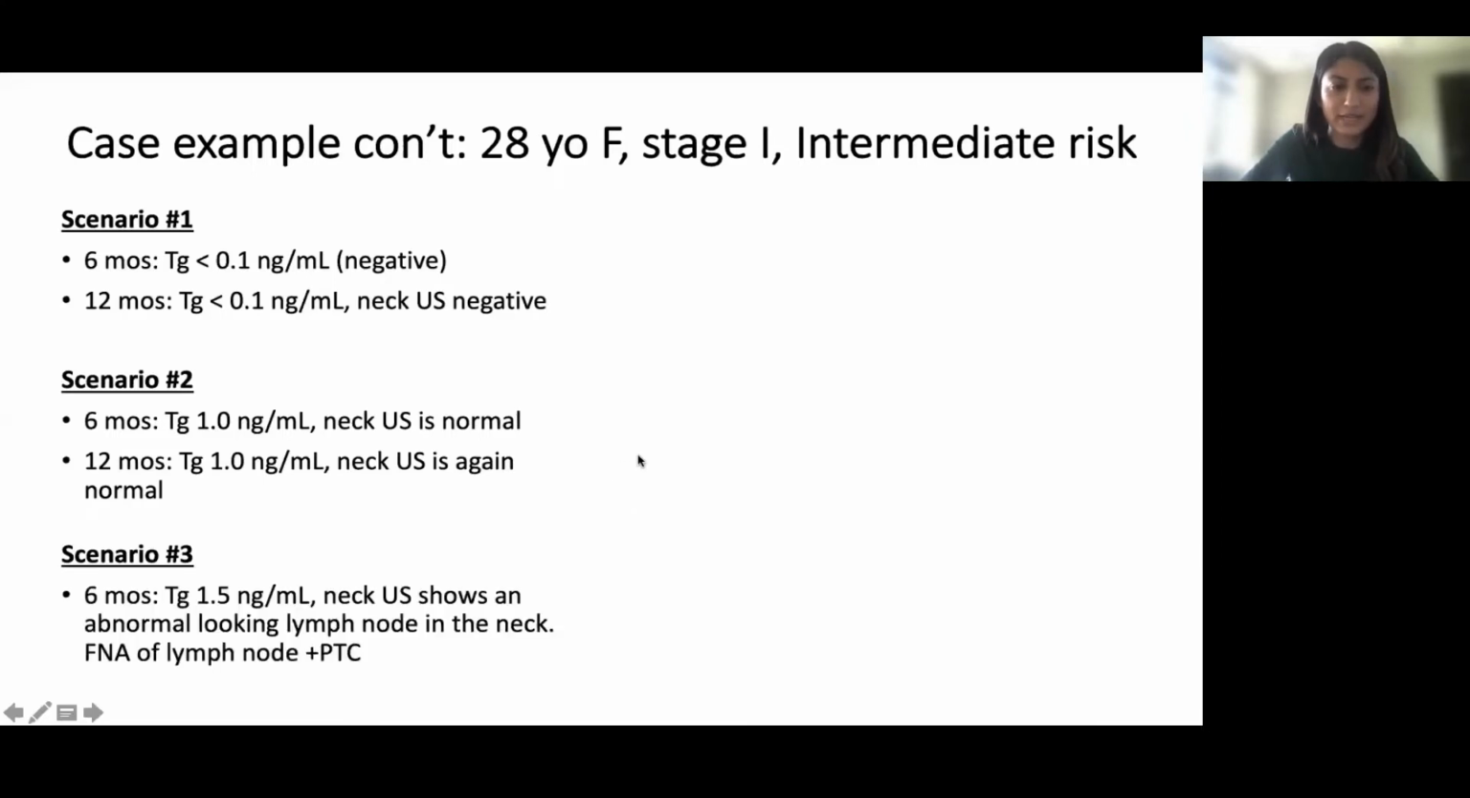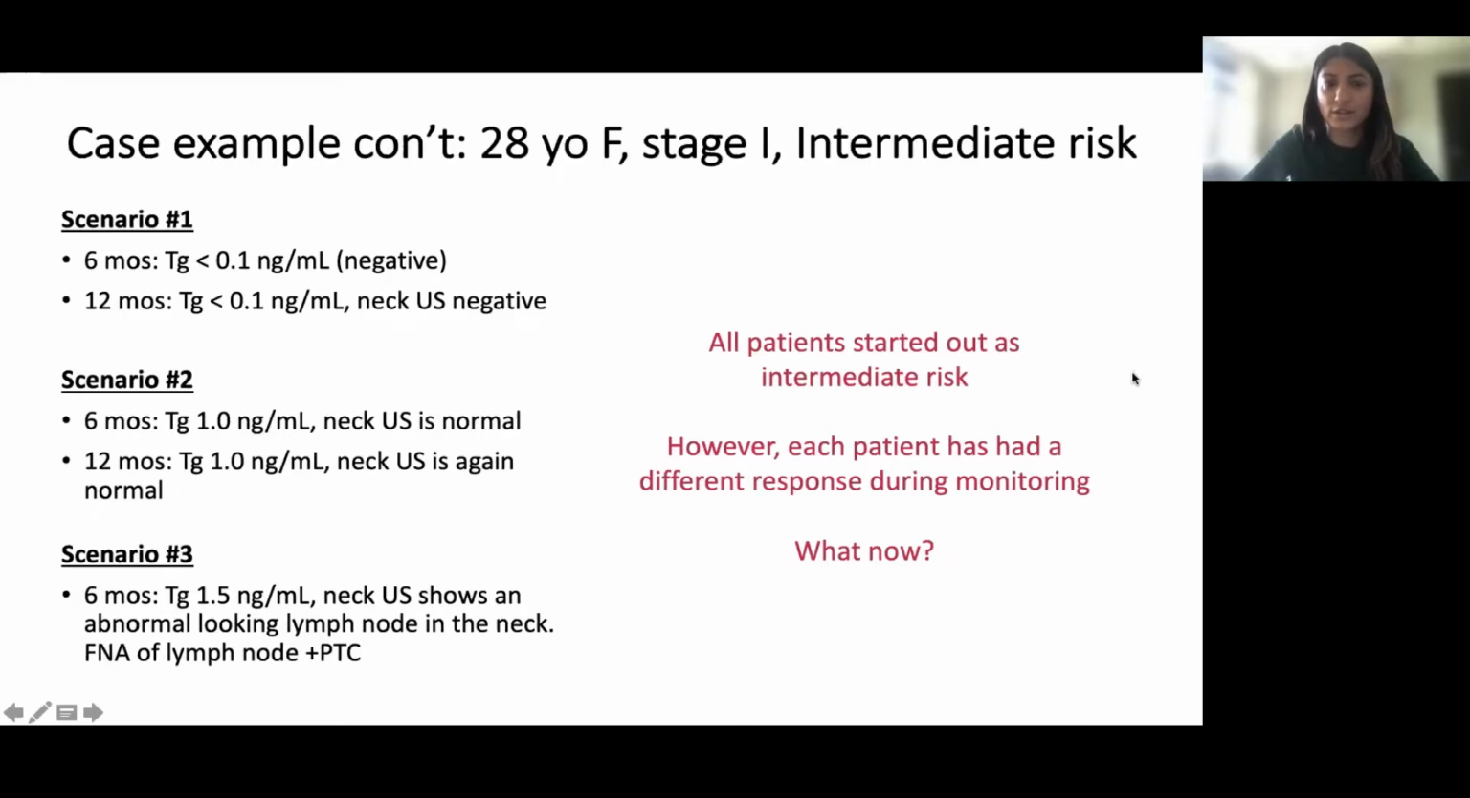In scenario 3, the tumor marker is elevated, it's 1.5, and her neck ultrasound shows an abnormal looking lymph node in the neck, and then we biopsy it and it's papillary thyroid cancer. So she's having a recurrence that's now proven. So all these patients started out as the same patient. They were ATA intermediate risk of recurrence, but each one had a different response during monitoring. So how do we think about that?